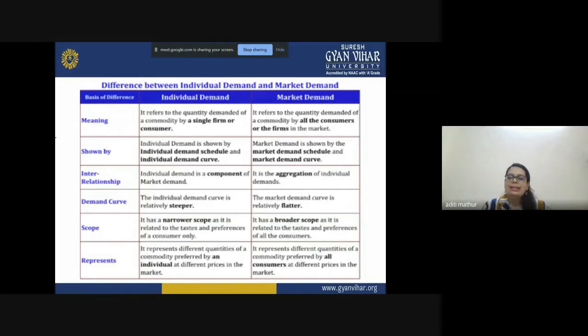We deeply discussed the differences between individual demand and market demand. We discussed the differences on the basis of the meaning, on the basis of the diagram or what it depicts, on the basis of the relationship between them, on the basis of the slope of the curves, which is steeper or flatter, and on the basis of the scope and what it represents.